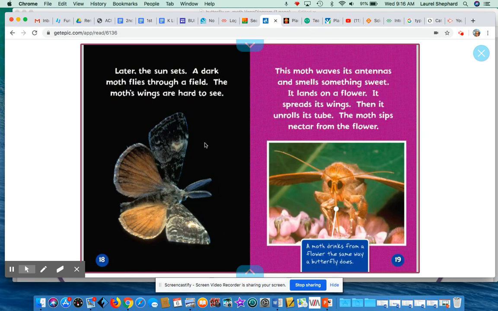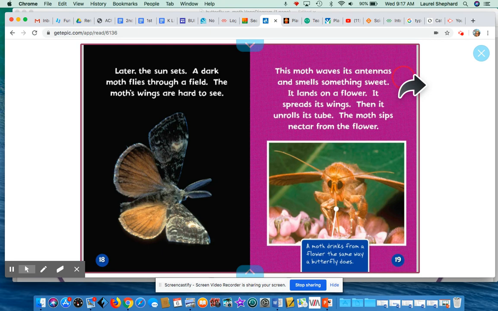Later, the sun sets and a dark moth flies through the field. The moth's wings are hard to see. This moth waves its antennas and smells something sweet. It lands on a flower. It spreads its wings. Then it unrolls its tube. The moth sips nectar from the flower. Well, I can make a connection. If they're both visiting flowers to get the nectar, they must be pollinators.